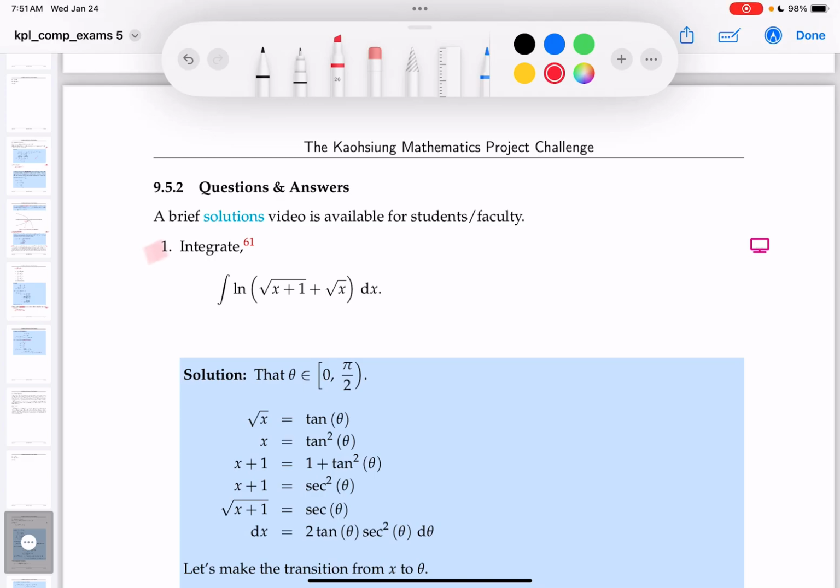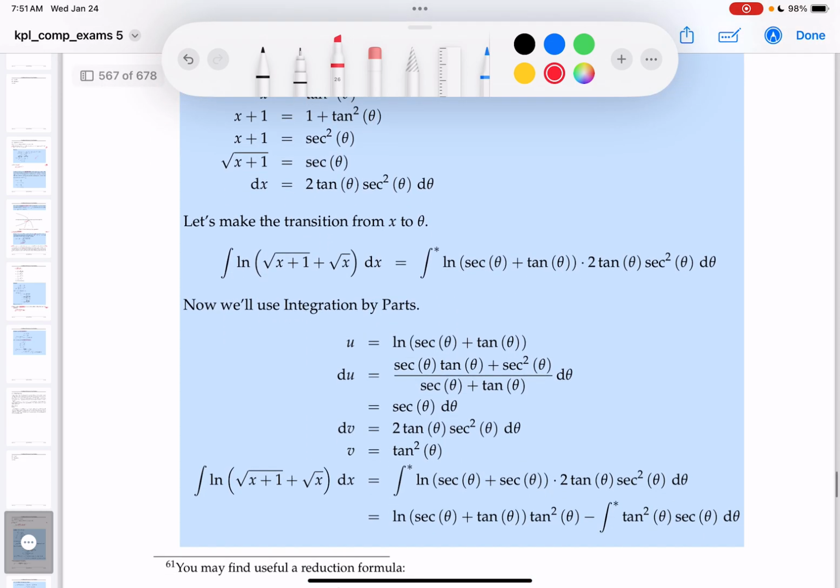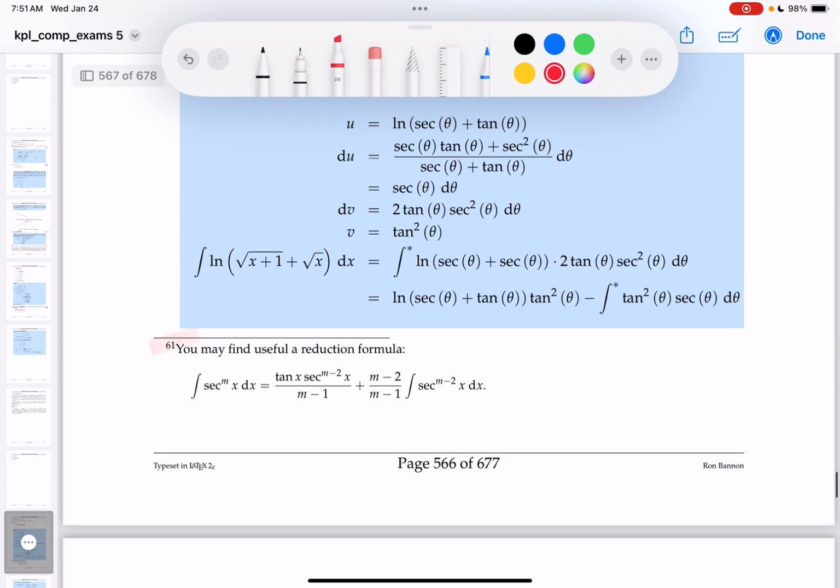Okay, number one, again, maybe this is a bias I have about integrations. I generally think integrations are difficult, all right? I want to go to the footnote. 61. 61 says, you might find this reduction formula useful.